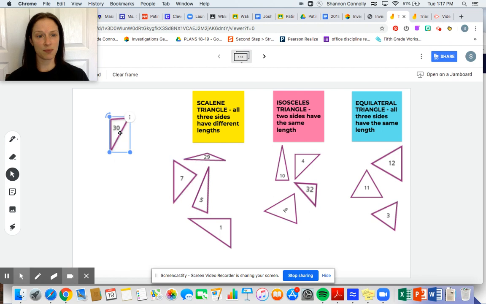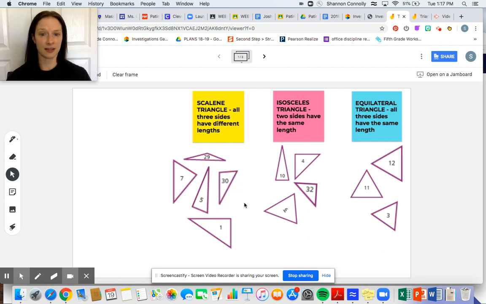And then shape 30, I can clearly see that this is the shortest side. This one's a little bit longer, but this one is definitely longer than both of them. So all three sides have a different length. So take a look here at your different triangles.